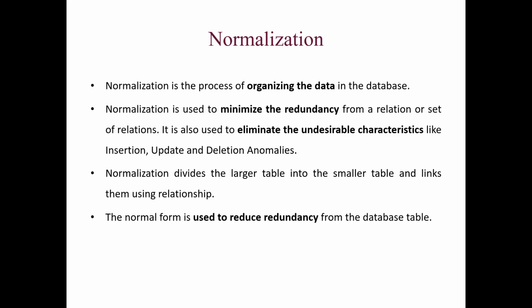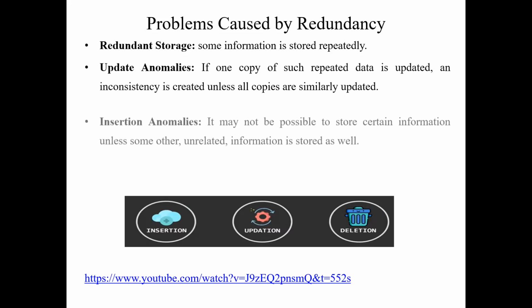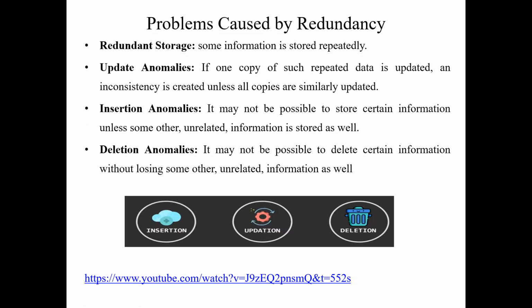If redundancy is there in our table, what problems will we face? Let us see the problems caused by redundancy. Suppose redundancy is there in our relational table, then we will face problems. Mainly there are three problems: insertion anomalies, updation anomalies, and deletion anomalies. We will see them one by one. But before the anomalies, first we will see another problem caused by redundancy, which is redundant storage.